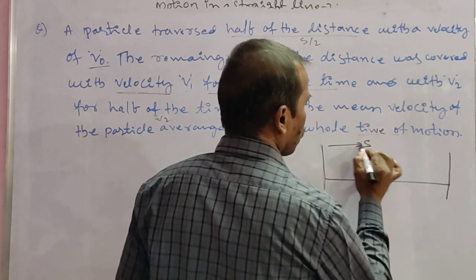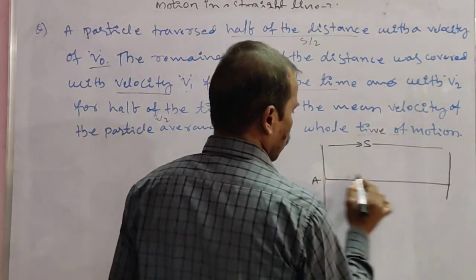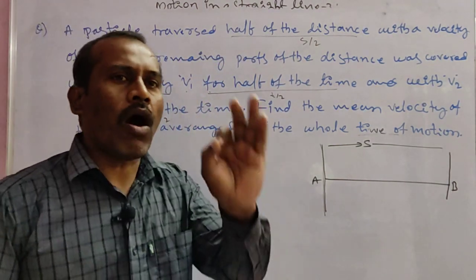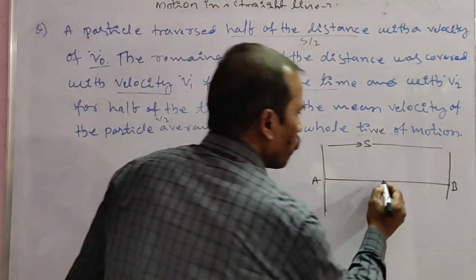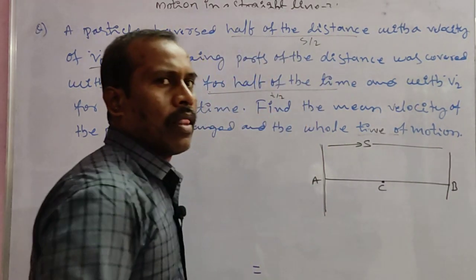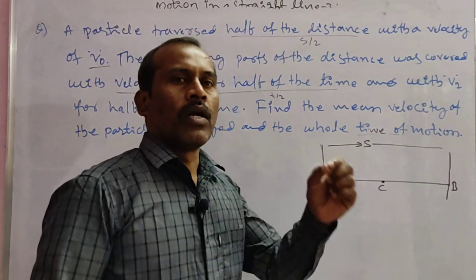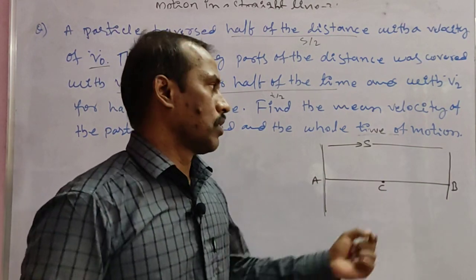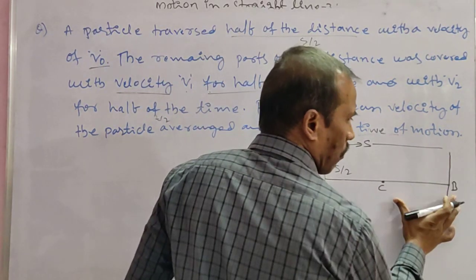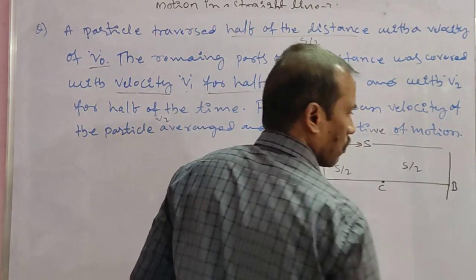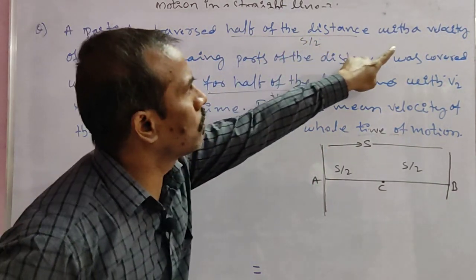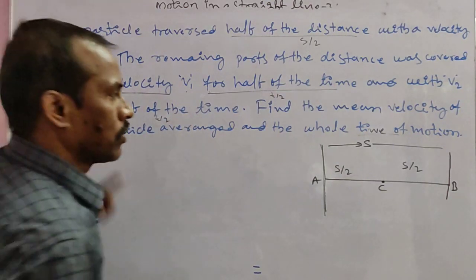Okay, AB is the total distance of the traveling particle. The first half of the distance is up to the midpoint of AB. For example, C is the midpoint of the total distance, so this part is S by 2 and the remaining half of the distance is also S by 2. The question says the first half of the distance is covered with velocity V0.